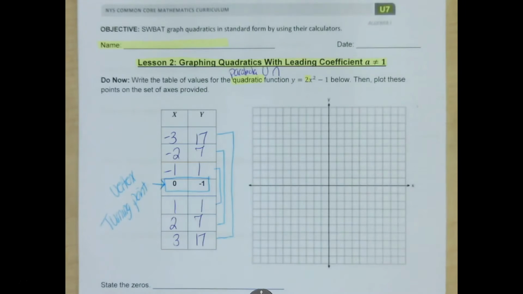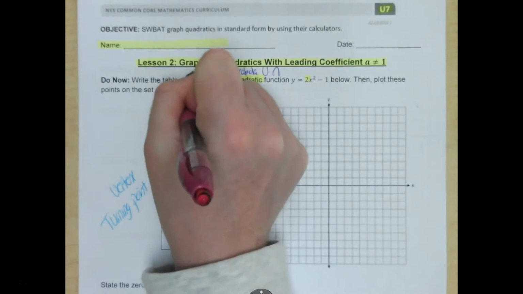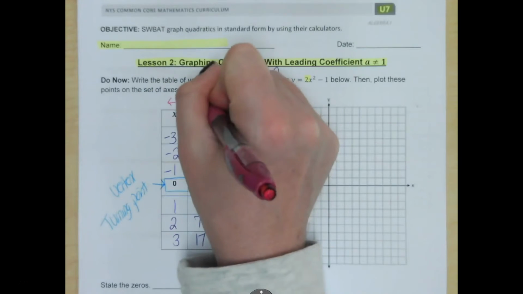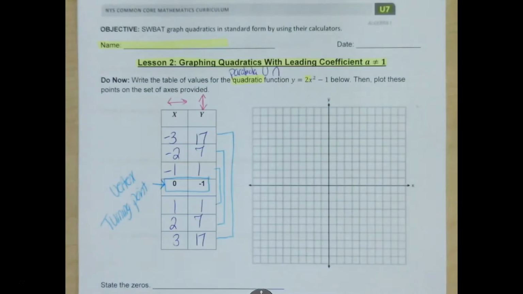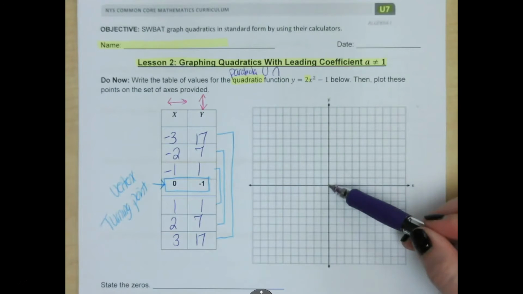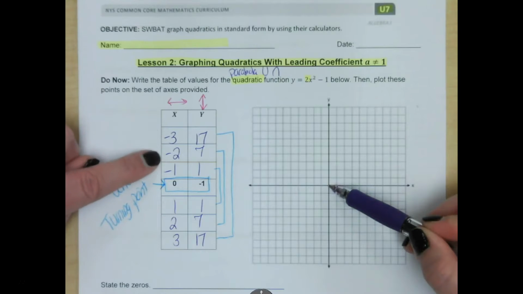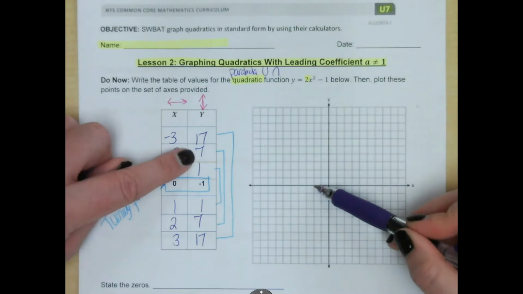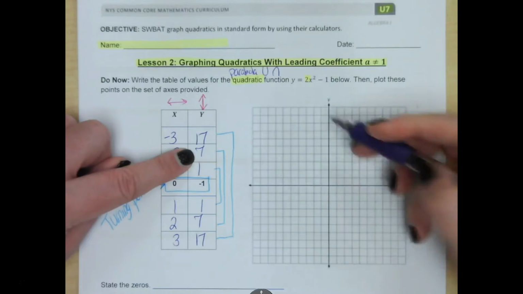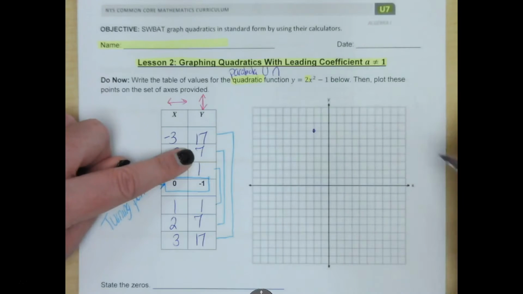Don't forget, we know that x moves left to right, and we know that y moves up and down. Anytime I'm plotting a point, I always start at the origin. Since I can't plot the first one because it's not going to fit, I'm going to jump down to the next point here, which is -2, 7. -2, x goes left and right, so -2 would be to the left 2. Positive 7 would be up 7. That would be located right here.